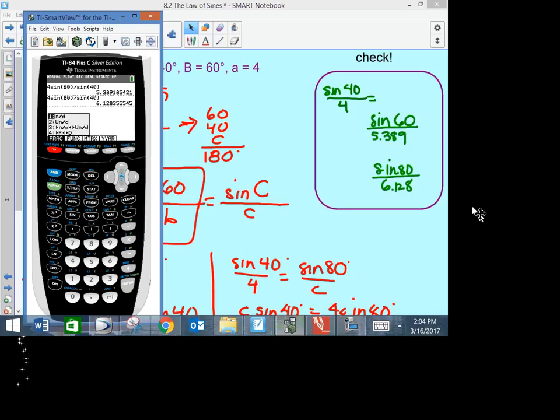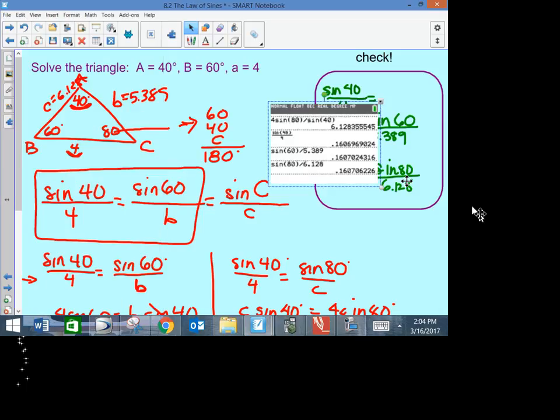I'm going to do a fraction. Sine of 40 over 4. Sine of 60, oops, I didn't do my fraction, over 5.389. Pretty close. Remember, we rounded, so it's going to have to be rounded. Sine of 80 over, oops, parentheses, over 6.128. Okay? So they're all pretty close to the same thing.